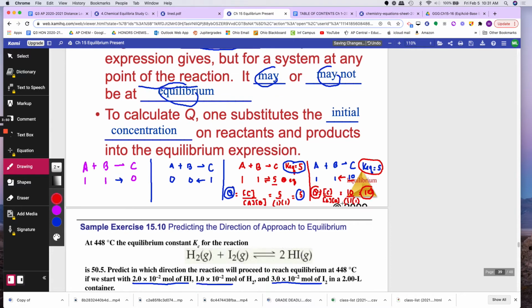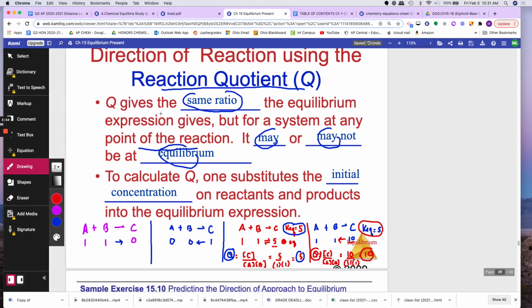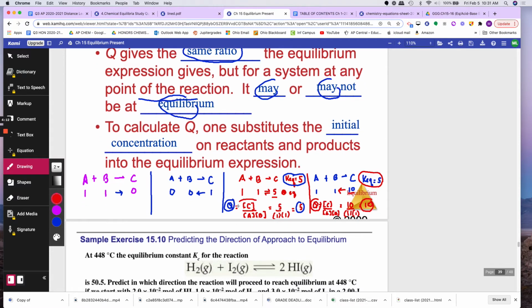Okay, so this says, what is Q? Q gives the same ratio the equilibrium expression gives, the same formula, but for a system at any point of the reaction, it may or may not be at equilibrium. To calculate Q, all you have to do is substitute initial concentrations, which I did here, of the reactants and products into the equilibrium expression, which is this right here.